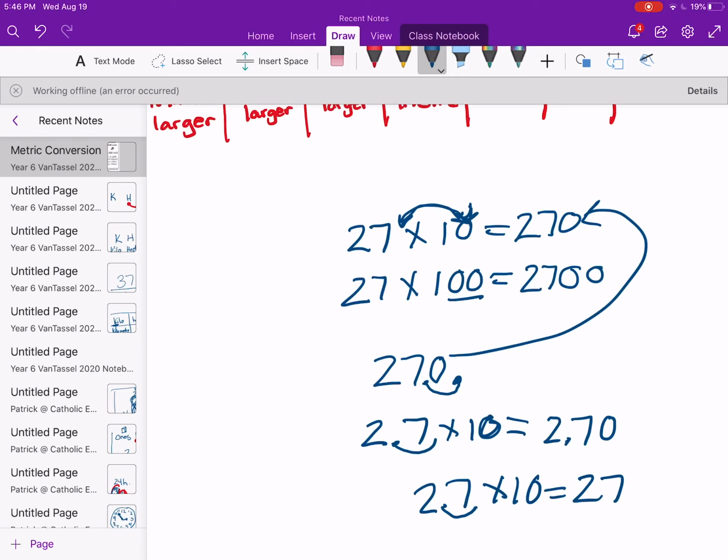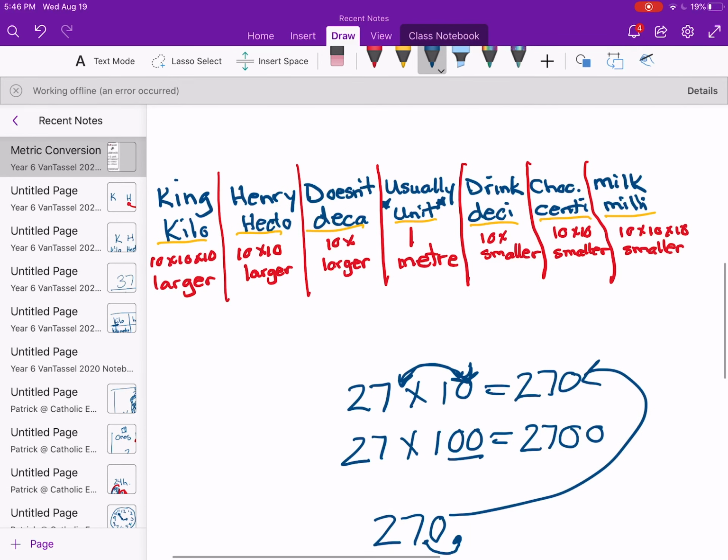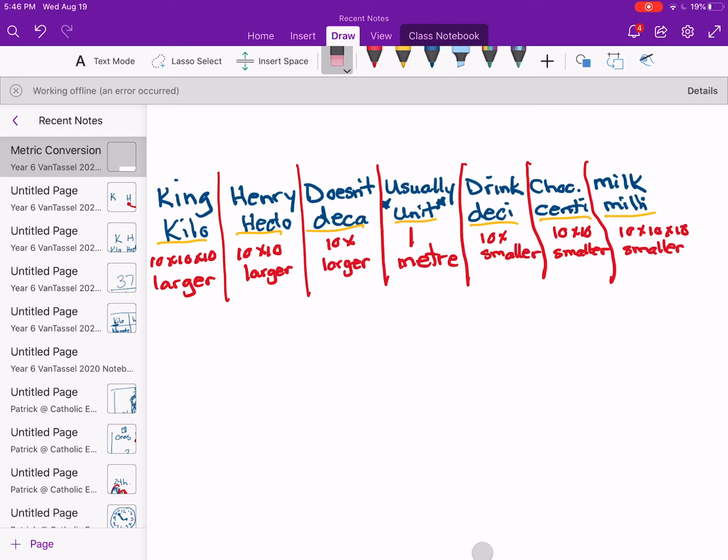Once students have that down, they understand that powers of 10 are really just moving the decimal, then this metric conversion becomes pretty easy. As long as they can remember, I'm just going to erase this, as long as they can remember this little kind of pattern here. And so there's this little trick here. You can see King, Henry, doesn't, usually stands for unit. So it could be meter, liter, or gram. Drink, chocolate, milk. And that's for each of these: kilo, hecto, deca, unit, deci, centi, milli.